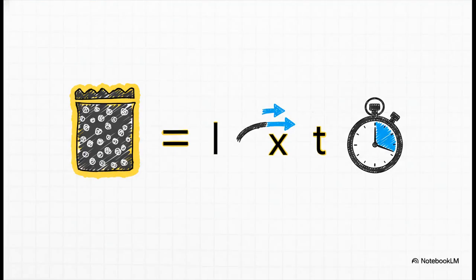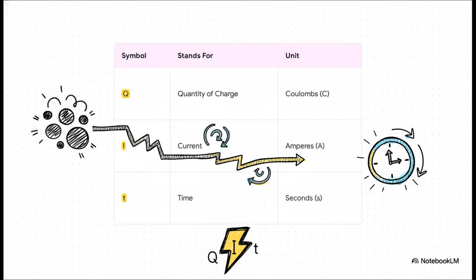The formula is simply Q = I × T. In this relationship, Q stands for the quantity of charge, I is the current, and T is the time. This is one of those fundamental formulas you'll use again and again. Let's just look at each part. Q is the quantity of charge, and it's measured in coulombs. I is the current, which is measured in amps, and T is the time.